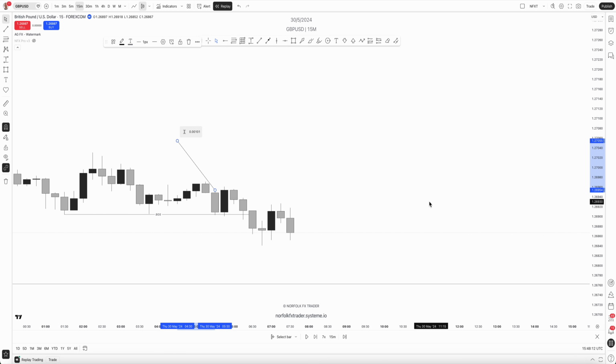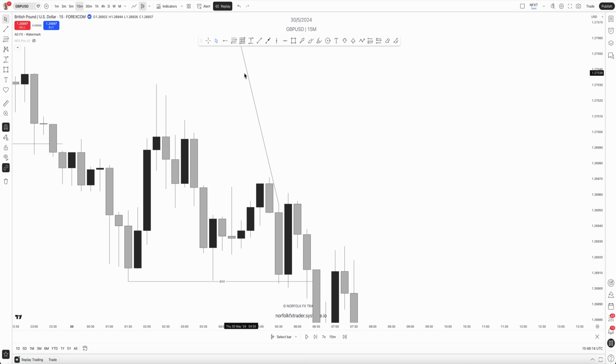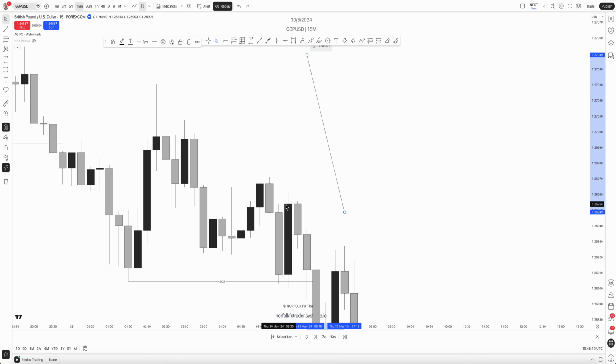Let me just go closer into the candles. I'm looking to see if this last one here is broken above or not. So let's have a look and we'll mark this out. That looks like it's the same high. So this becomes my valid high right here.